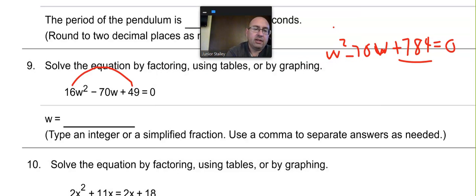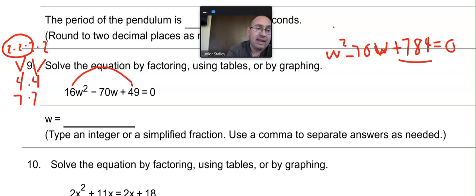Now, I can tell you how I decided to do that. 16 is 4 times 4, and 49 is 7 times 7. So what I was trying to do was split this up into 2, 2, 2, and 2. What if I took 2 times 2 times 2, that's 8, and one of these 7s? So I did it, and then it ended up working.